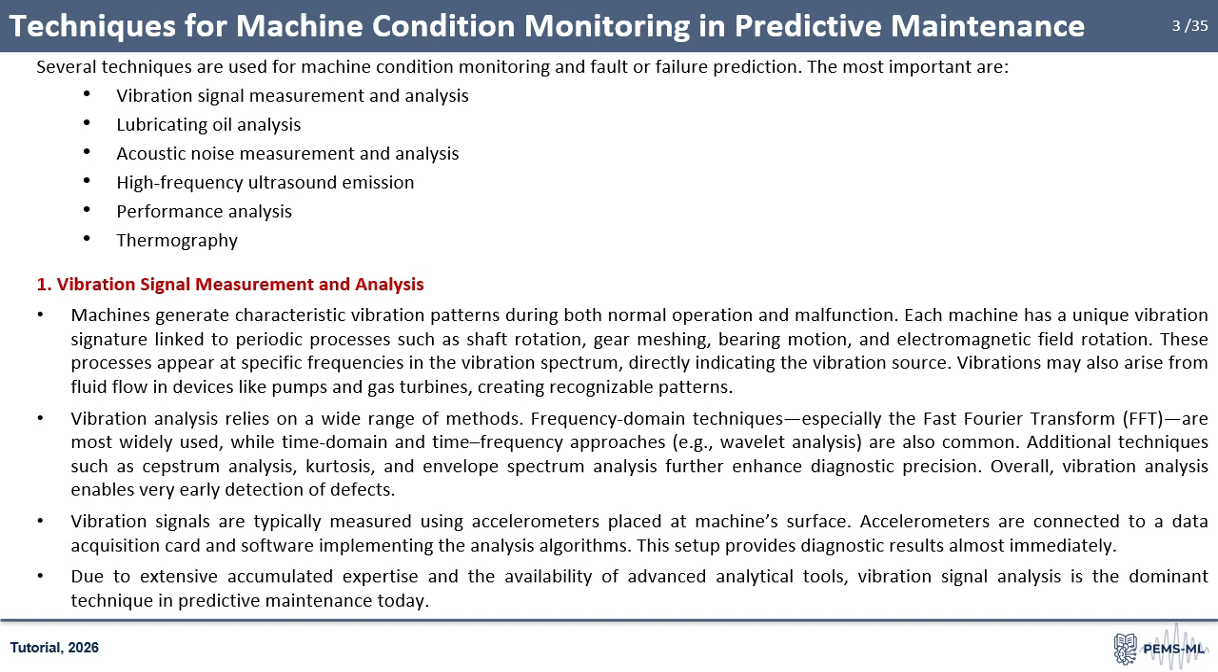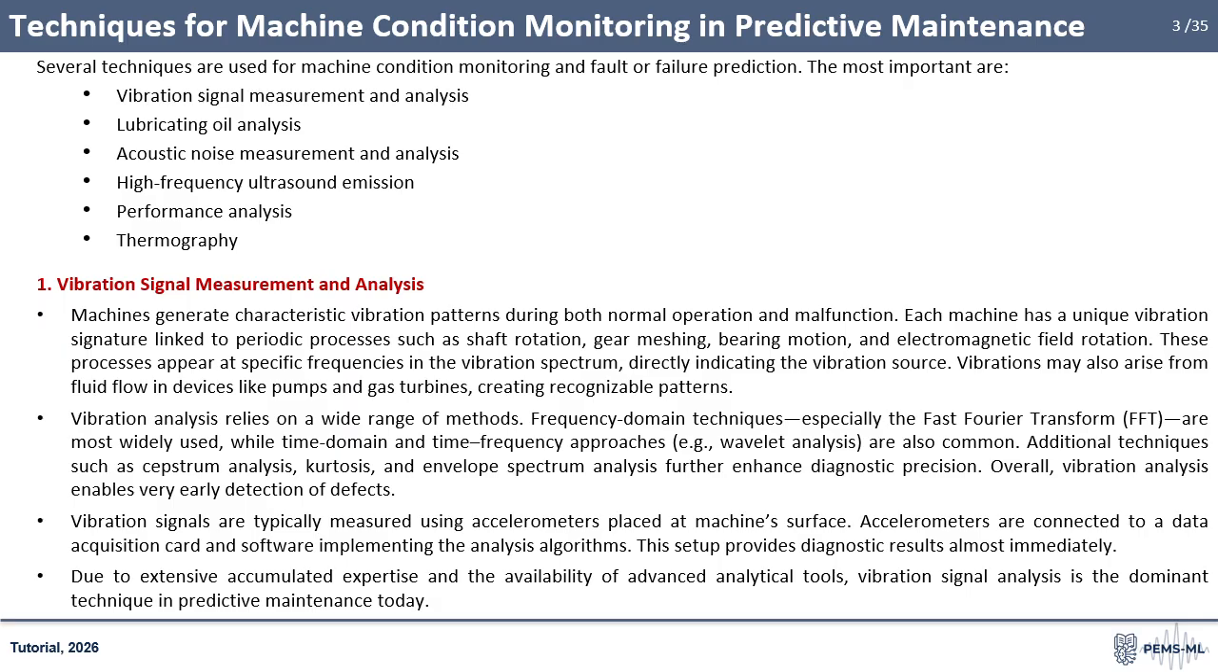Machines generate characteristic vibration patterns during both normal operation and faulty conditions. Each machine has a unique vibration signature related to periodic processes, such as shaft rotation, gear meshing, bearing motion, and electromagnetic field rotation. These processes appear at specific frequencies in the vibration spectrum, allowing the vibration source to be identified.